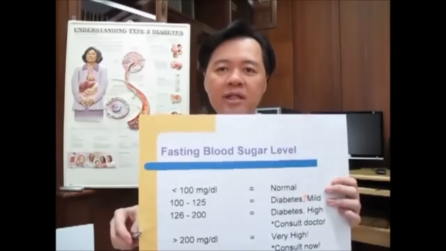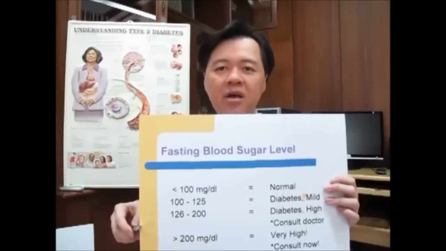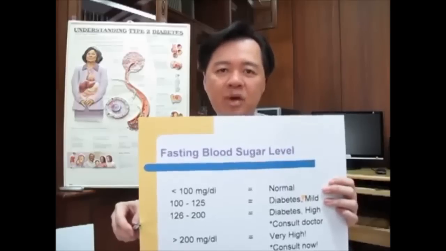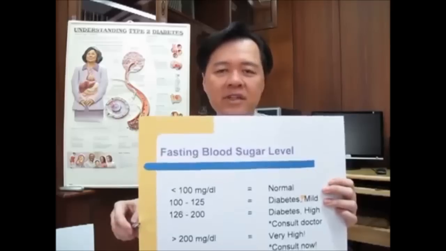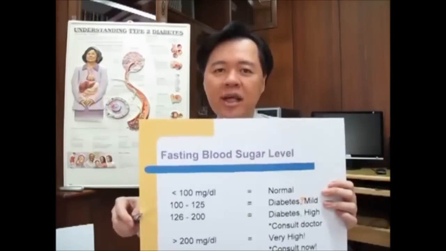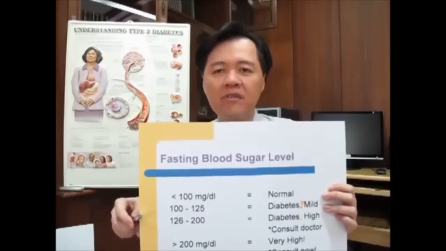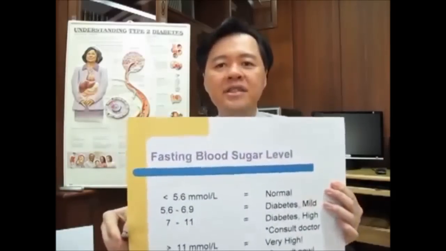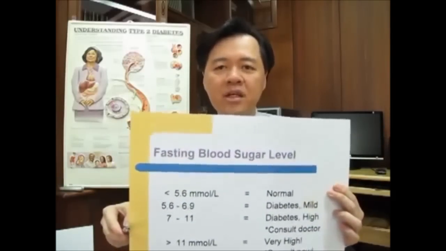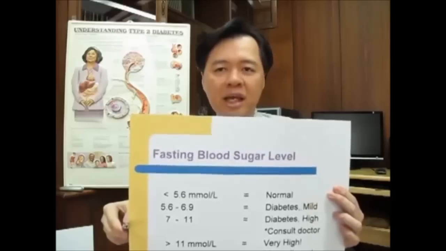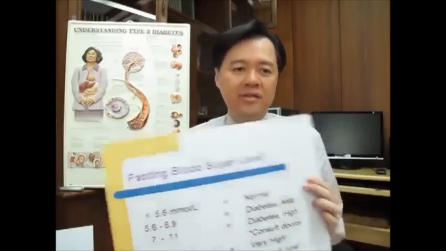And we have to look at the levels. If it is 126 milligrams per dL or higher, then that means you probably have diabetes. If it's a little lower than that, then you can have pre-diabetes or an early form of diabetes. Now, in other countries, they use a different unit. We have to remember the cutoff value. If it's 7 millimoles per liter or higher, then you probably have diabetes. You have to check it twice to be sure.